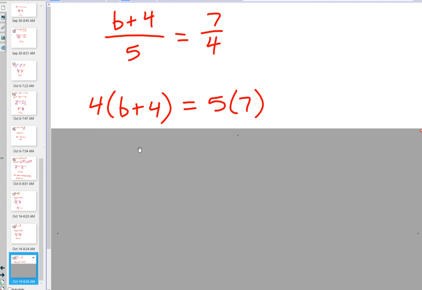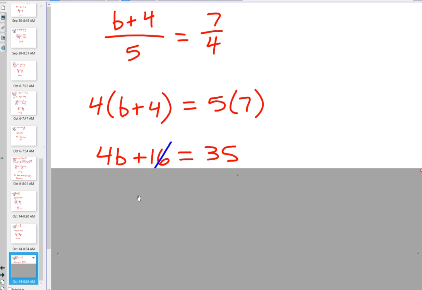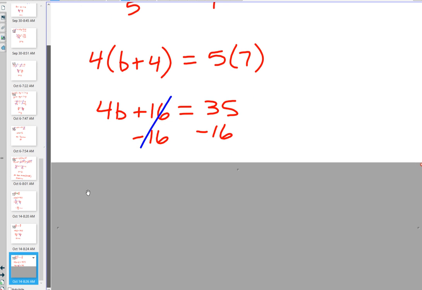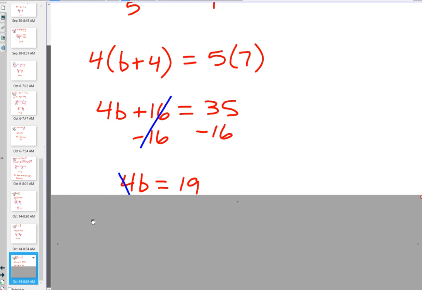Because when you do multiply, what type of multiplying do you have to do? Distribute. Good. 4 times b plus 4 is 4b plus 16. That's equal to 35. And then we subtract 16 from both sides. And we get 4b is equal to 19.